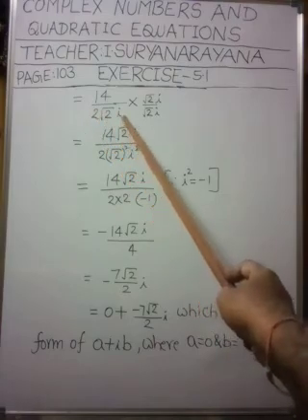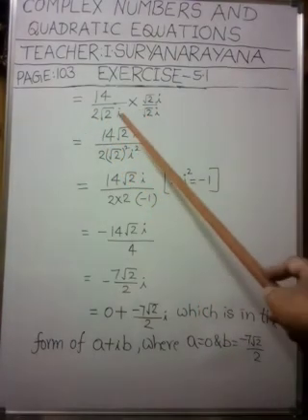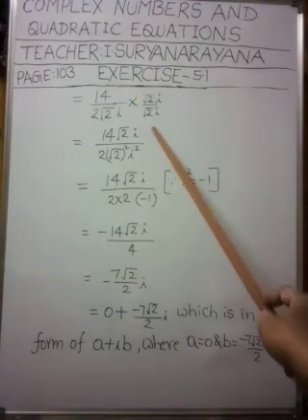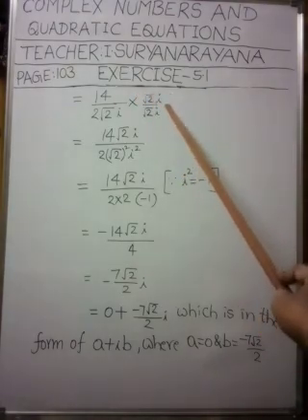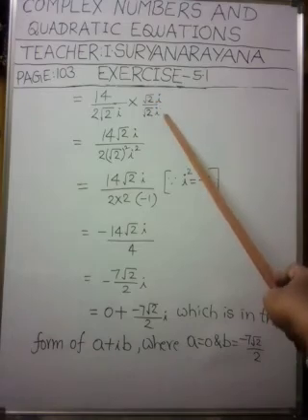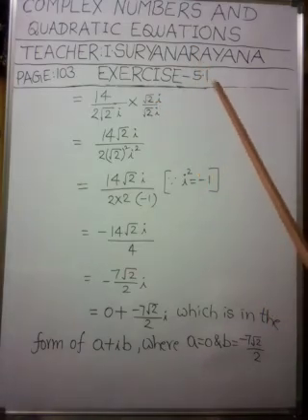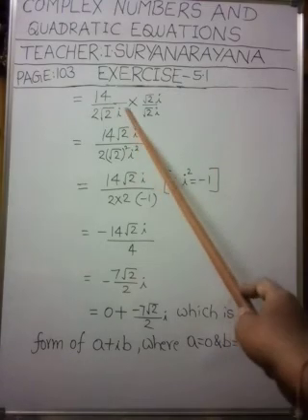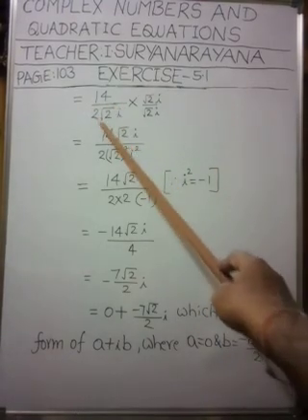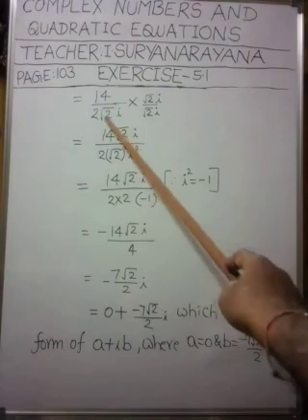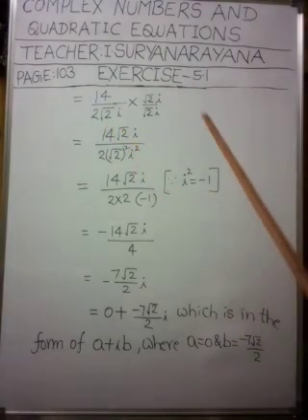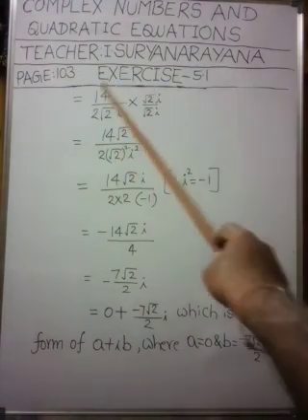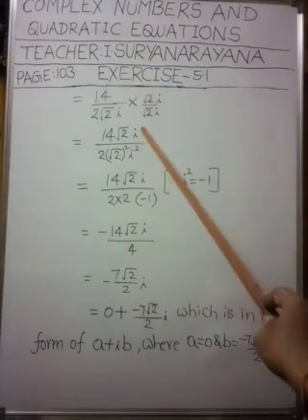So the rationalizing factor is root 2i only. So we are multiplying the numerator and denominator by root 2i. Understood this step, my children? You have to identify what is the rationalizing factor of the given number. So here 2 root 2i is there, but its rationalizing factor is root 2i only. Okay, my children? Right. That is equal to, we multiply the numerators, 14 root 2i.